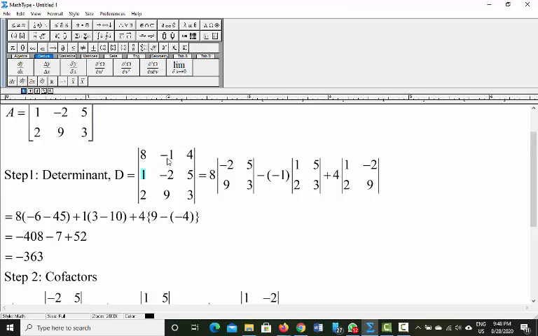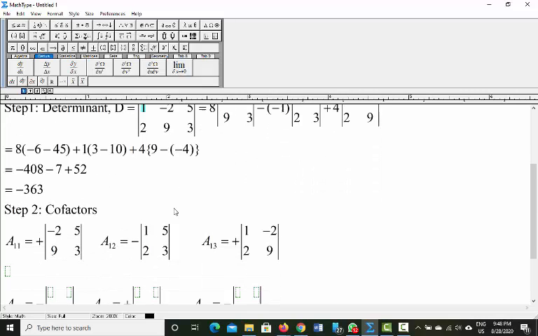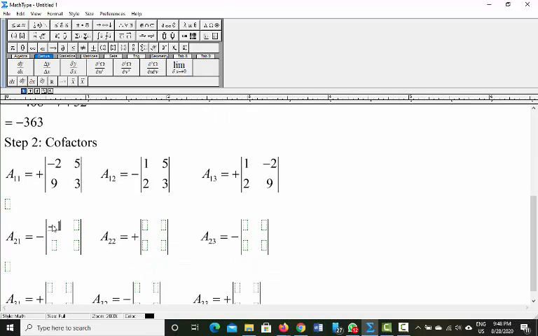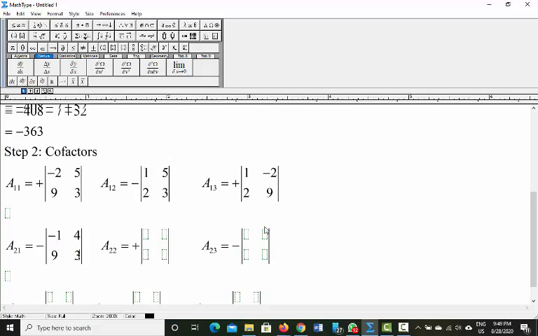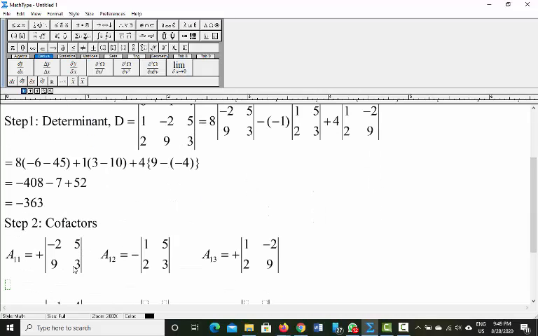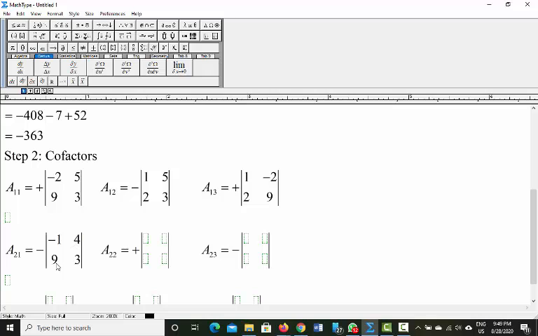So what we will have in hand, I'm saying again, we will ignore the second row and the first column, so we will be left with minus 1 4 9 3. So minus 1 4 9 3.